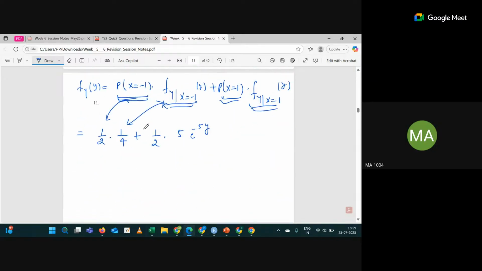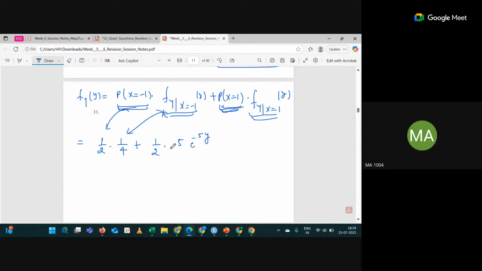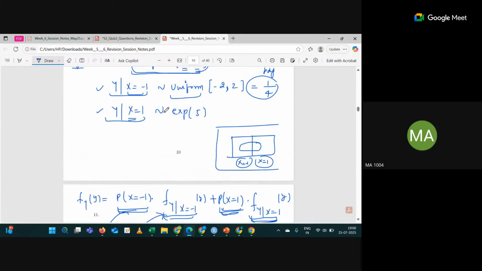Plus the probability of x equal to 1, which is 1/2, into f_Y given x equal to 1. What is y given x equal to 1? It is nothing but exponential with parameter 5. So what is the PDF of the exponential? Lambda times e raised to the power minus lambda y. What is the lambda here? 5 times e raised to the power minus 5y. That's all. Okay, sir. Clear? Clear, sir. All right.